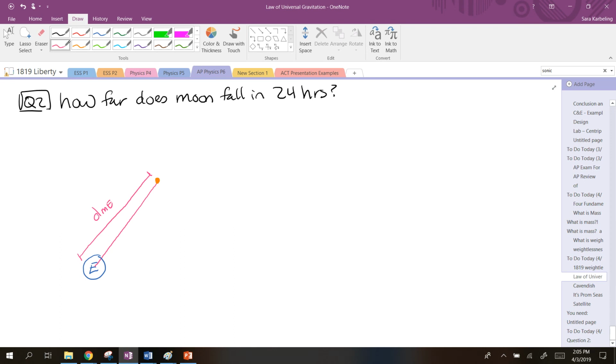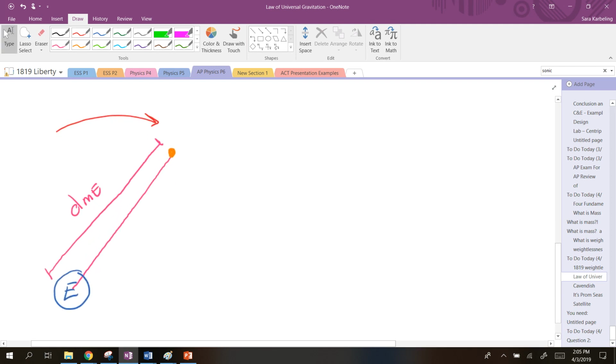So if my orbit is going in this direction, and I don't have the Earth pulling in on the moon, then the moon is going to go in a straight line tangent with that radius. Are you with me there? But that's not really what happens, because the moon actually, I'm going to try and draw this.